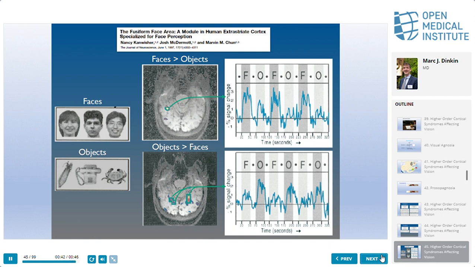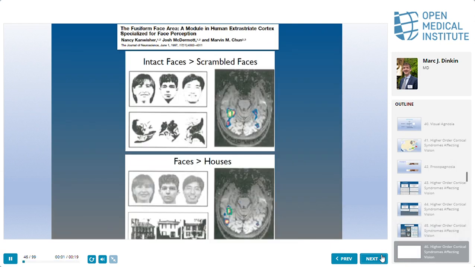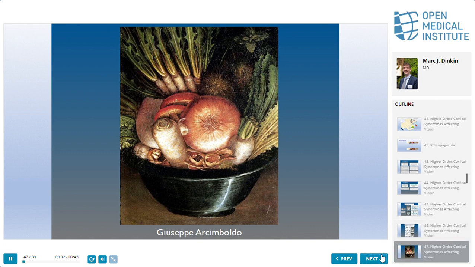Here we do intact faces, to make sure it's not just a function of how much ink is in the picture. She does scrambled pictures, and we get a really powerful signal in the facial area. To make sure it's not just any kind of icon, we do faces versus houses. Lights up really well. And to show you how powerful the facial area is, I show you this painting by Giuseppe Arcimboldo.